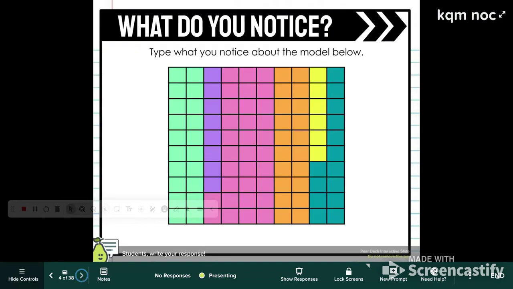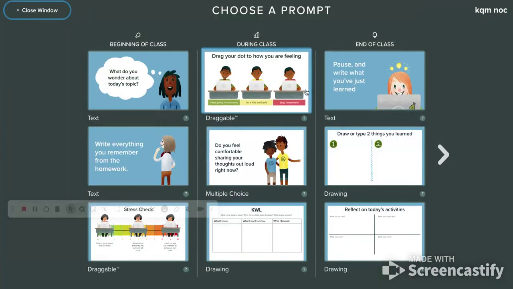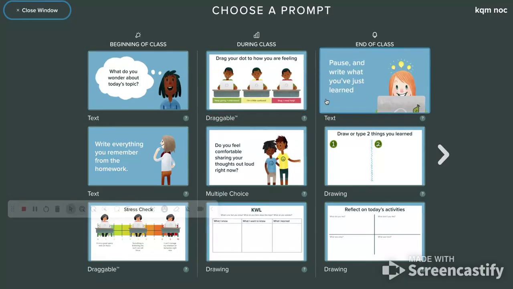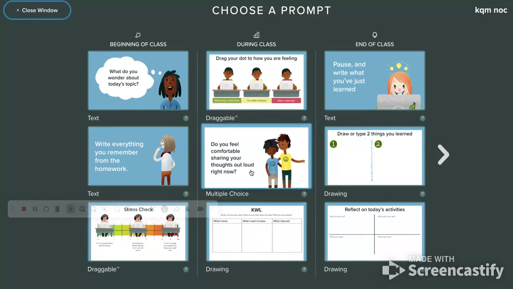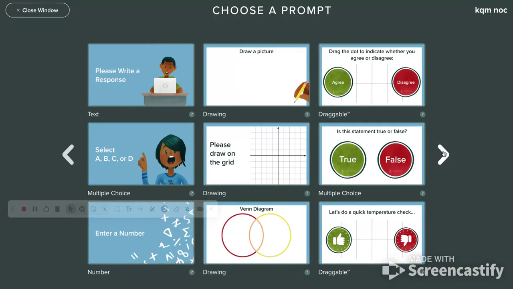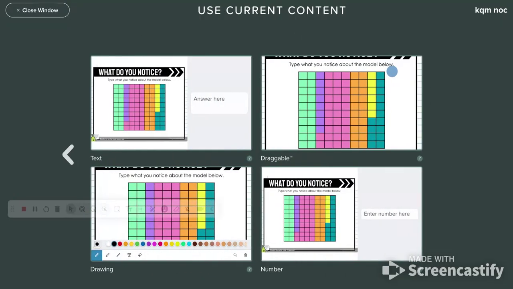Alright, so type what you noticed about the model below. And same with the last one. Students are going to be able to write their responses, and when they respond, it'll be right here. I can also add a new prompt right here that I can use during class. These are some ways. So during class, do you feel comfortable sharing your thoughts out loud? Multiple choice in the class. This is just some prompts that they have.